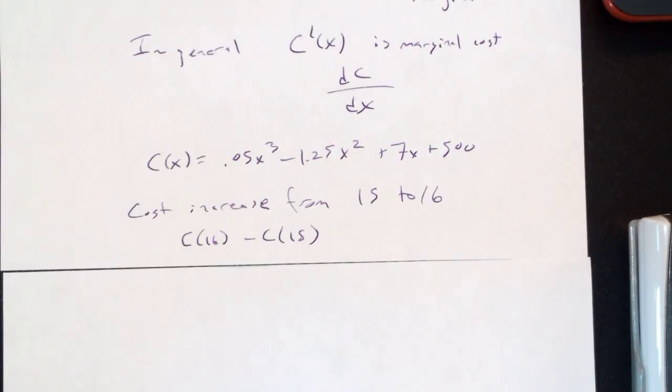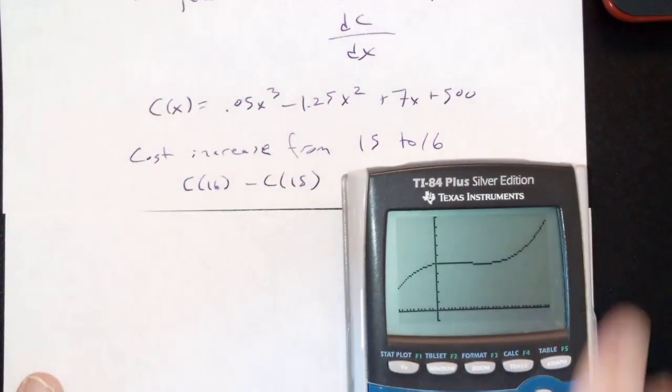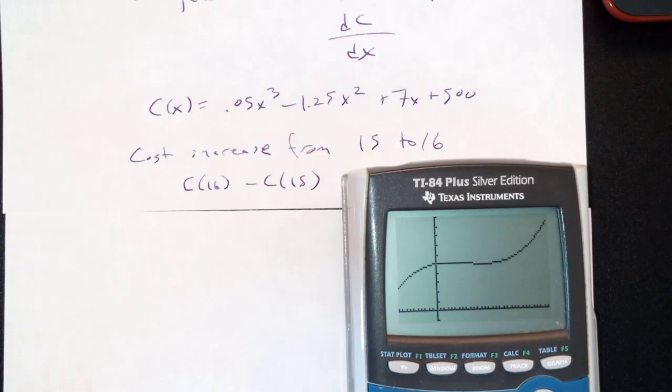If I graph this on a sufficiently large window, you can see over time, as I make more stuff, my costs go up, right? But notice what's going on right here in the middle. There's a spot where I can make more, and my cost actually goes down. Why would that happen?